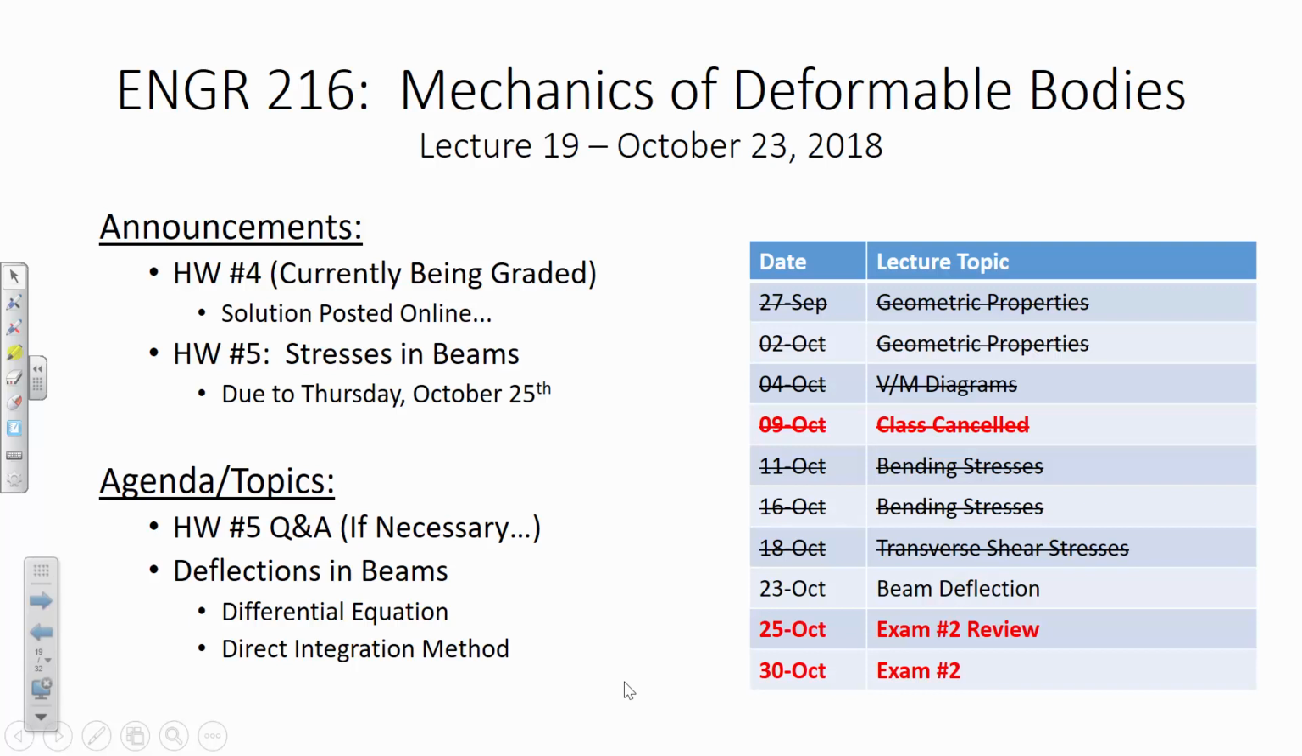So today we're going to talk about beam deflection. Thursday we have our exam review, and then next week we have our exam. Let me be absolutely crystal clear. Beam deflection is not on the exam, okay? It's not. The exam covers geometric properties, it covers shear and moment diagrams, it covers bending stresses, and it covers transverse shear stresses. That's the exam. So composite beams, all that stuff, but no beam deflection stuff.